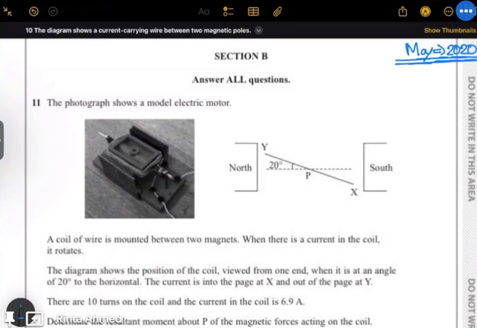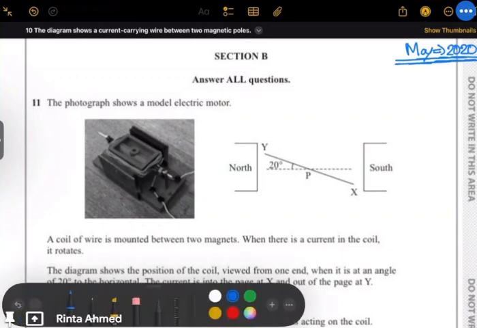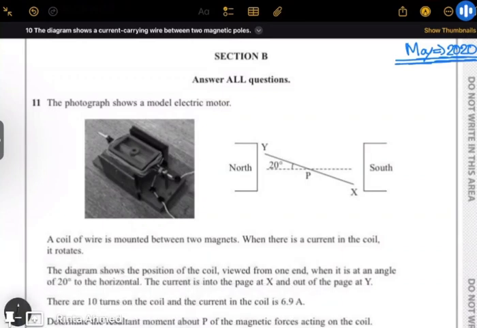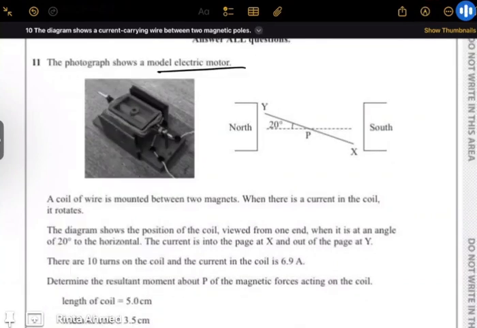So now we will solve question number 11 from the year May 2020, Physics Unit 4. This question is from magnetic field. In the question they have said, the photograph shows a model electric motor. In this motor a coil of wire is mounted between the two magnets.